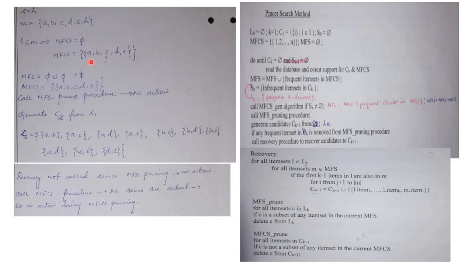So in my case, what has happened here is that no action has taken place in MFS prune. So no item sets are pruned. So no action once again in recovery. Nothing happens in recovery, or recovery is not called at all.